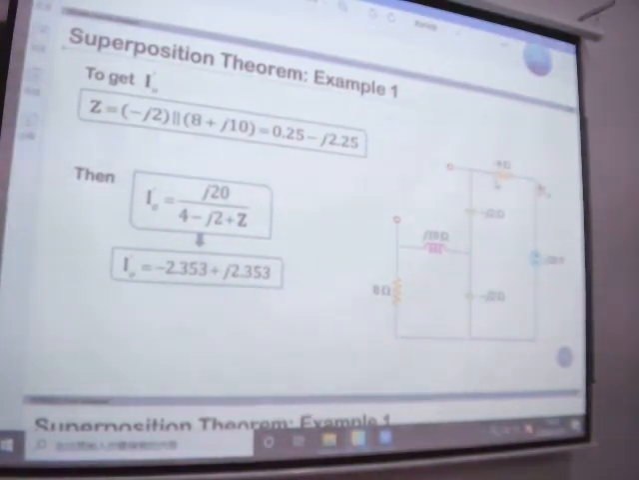Next one: 4 minus j2 in parallel with 8 plus j10. Look at this part. This part will become V. Then these two are in series with V. This one and this one, and okay. Can we have them?